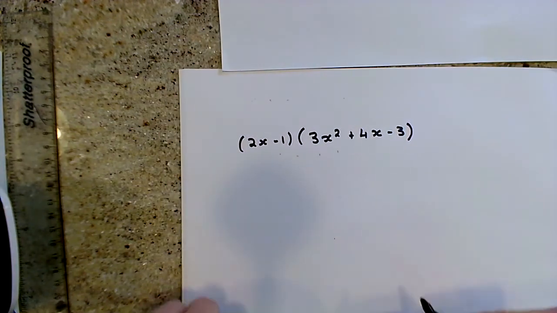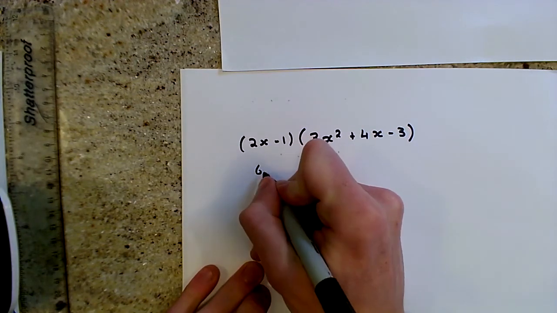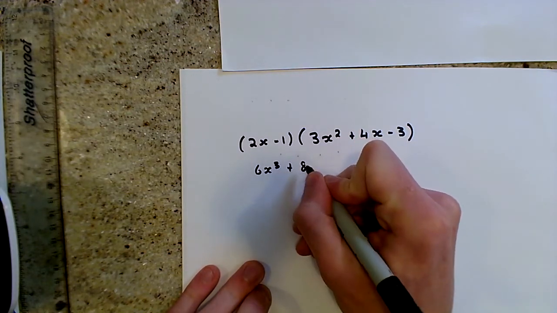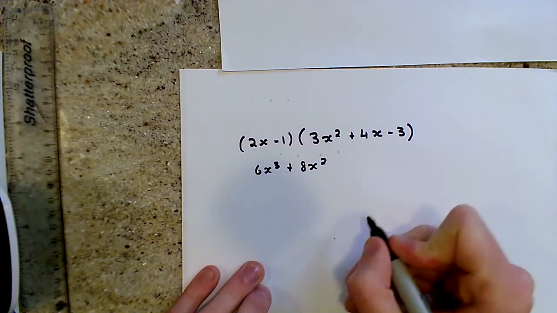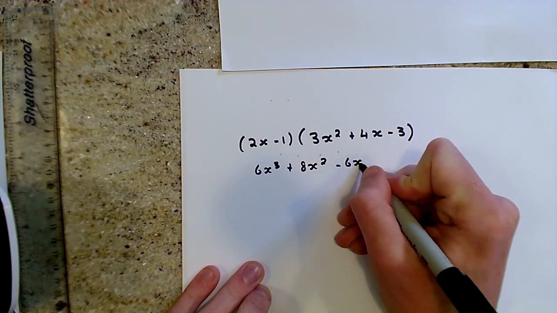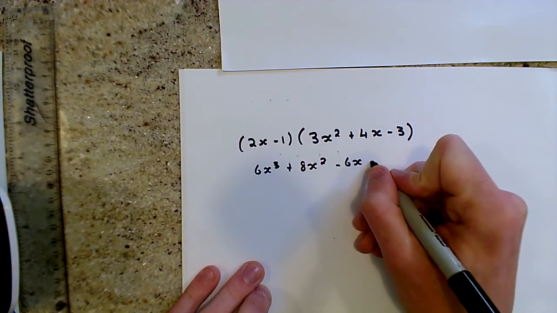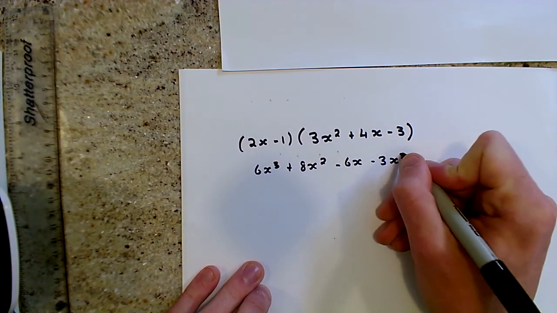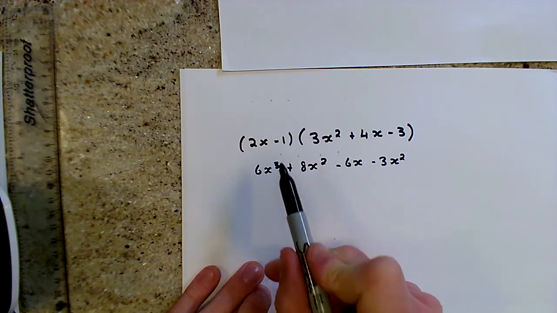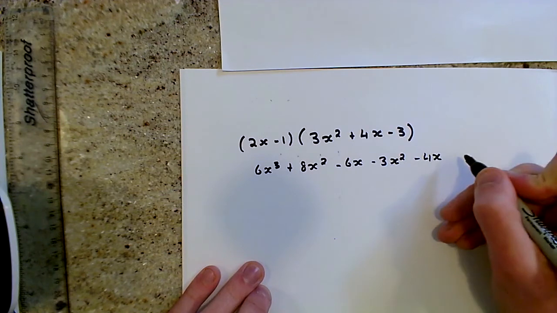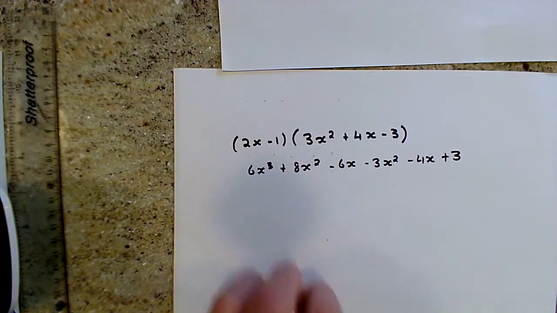So 2x times 3x squared, well, that would give me 6x cubed. 2x times 4x would give me 8x squared. 2x times minus 3 would give me minus 6x. Minus 1 times 3x squared would give me minus 3x squared. Minus 1 times 4x would give me minus 4x, and minus 1 times minus 3 would give me plus 3. I'm now going to tidy up this expression.